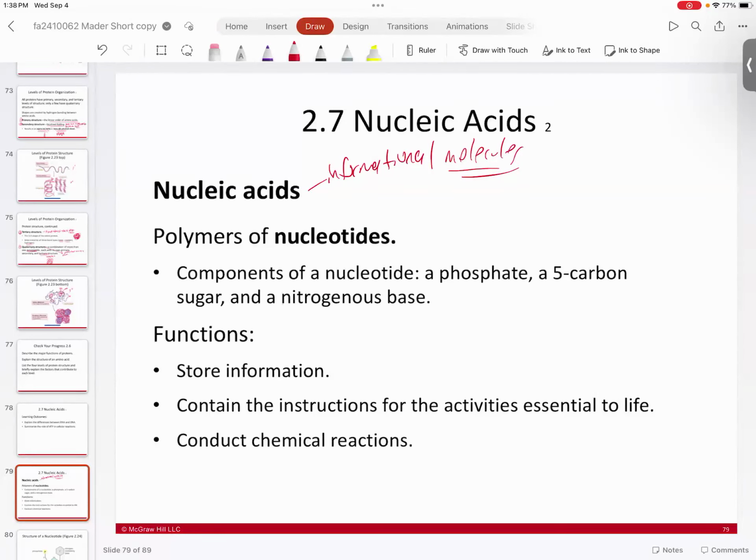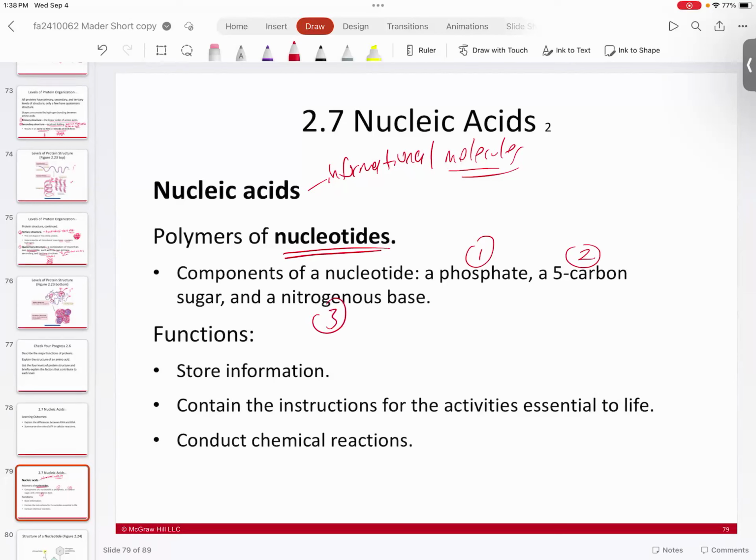So they're polymers of the subunit of nucleotides. The nucleotides have 3 main pieces, very similar to the way amino acids had 3 main pieces. Only in this case, your main pieces are you have a phosphate group on your nucleotide. You then have a 5-carbon sugar of 2 potentially different types. And the last thing you have is a nitrogenous base.